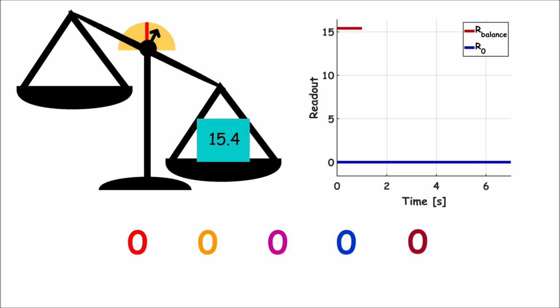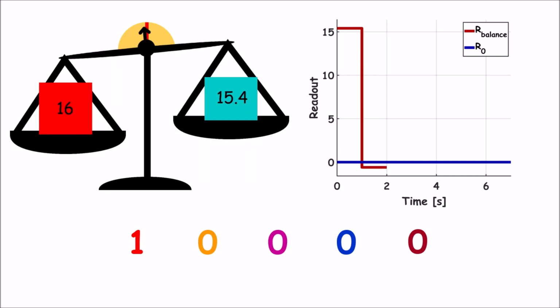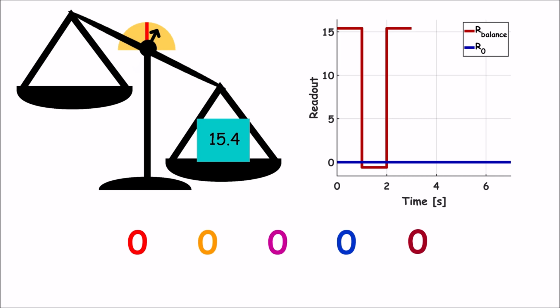The unknown weight is added to the right-hand side of the scale. The value of the weight is shown, but we will proceed as if it is unknown, as would be the case in a practical situation. Now the most significant weight is added on the left-hand side of the scale. It can be seen that the readout of the scale is negative, so the heaviest weight is removed.